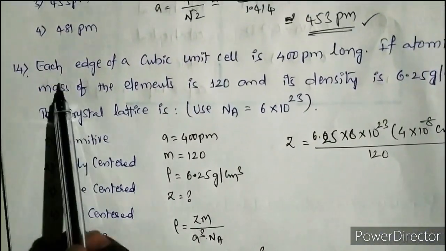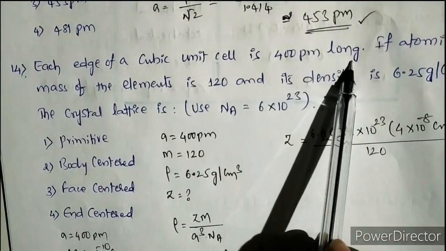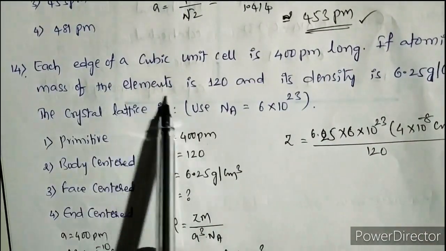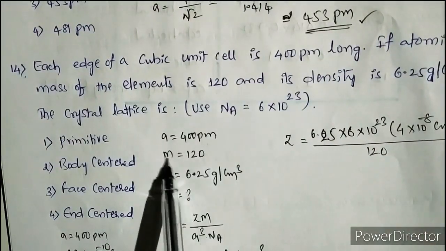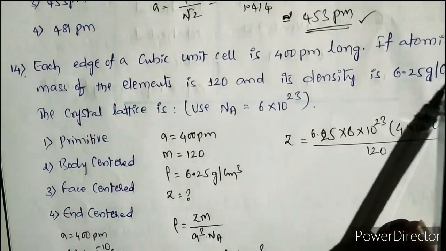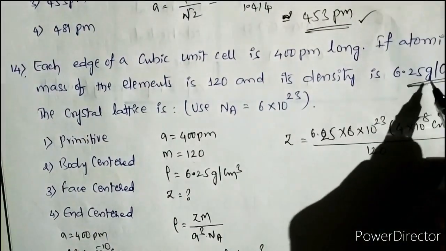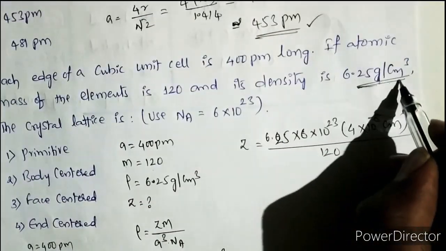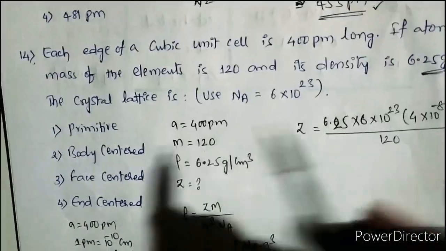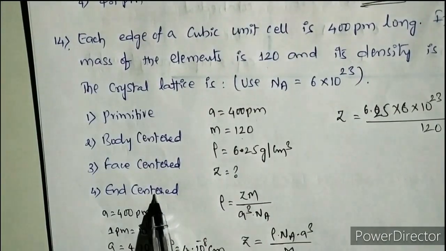Each edge of a cubic unit cell is 400 picometers long. That means a is given, 400 picometers. If the atomic mass of the element is 120, that means M is given, 120. And its density is 6.25 grams per centimeter cube. You have to observe carefully. Density is given in grams per centimeter cube, so you have to convert all parameters into centimeters. And the crystal lattice options are: primitive, body center, face center, edge center.